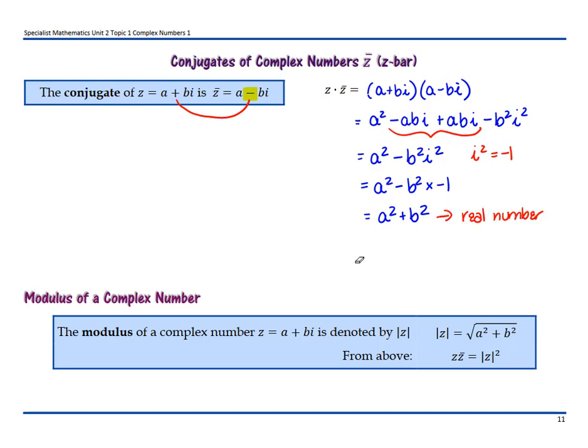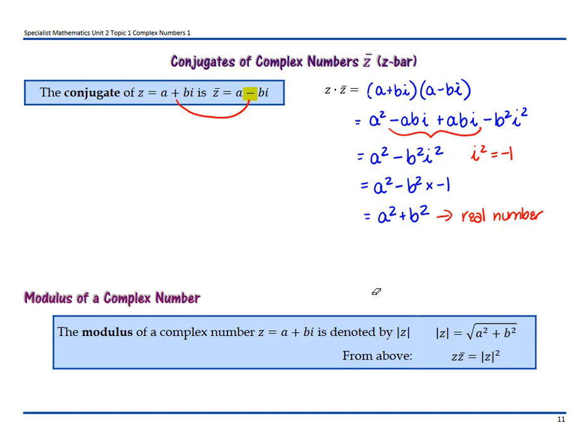Now I kind of relate this to rationalizing the denominator. When we rationalize the denominator with our surds, we times by the conjugate, which gives us a rational denominator. So to me, this is very similar to doing that.